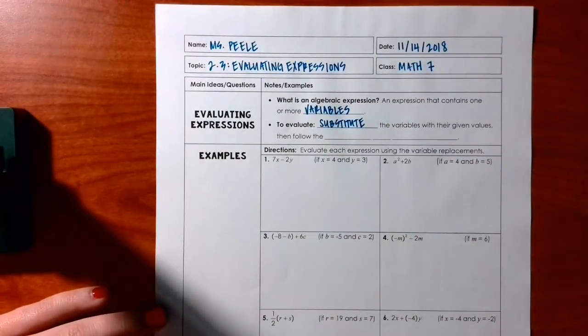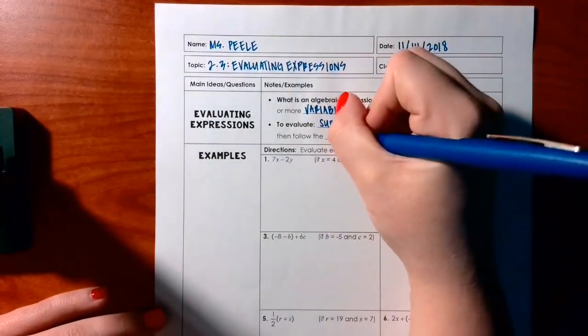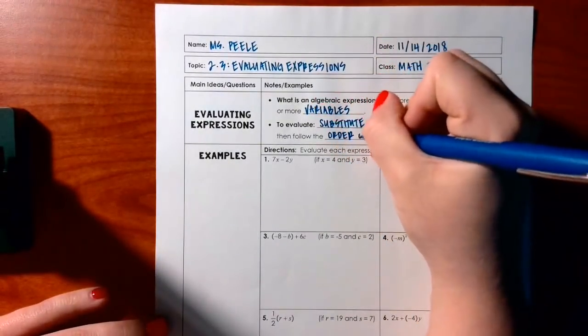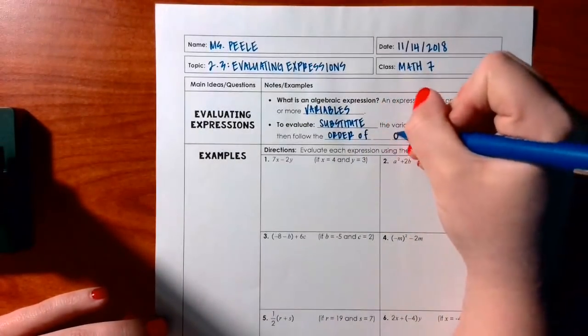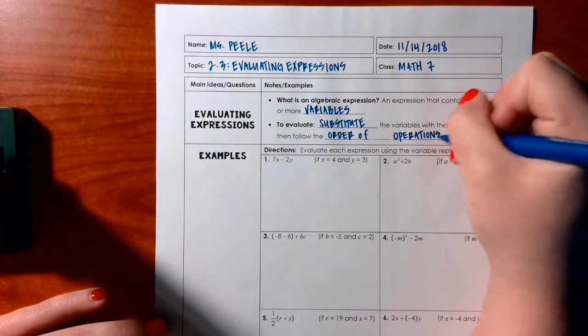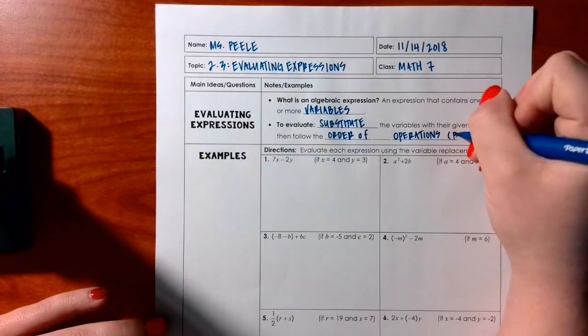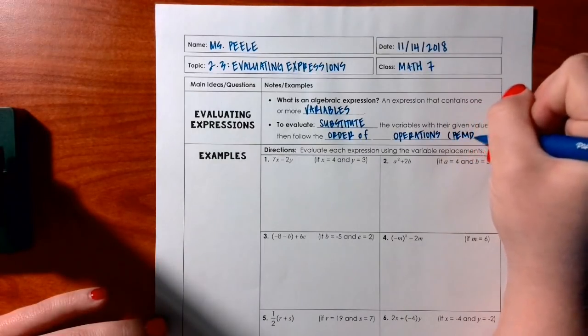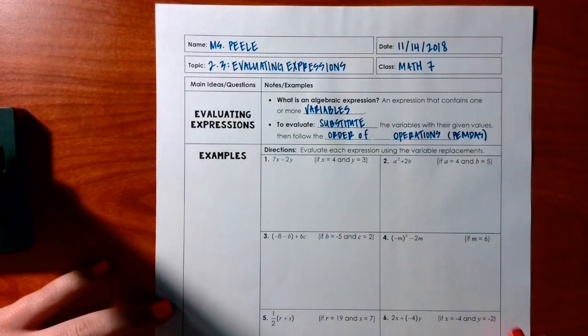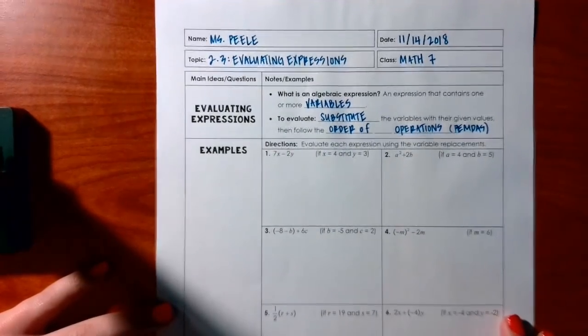the variables with their given values, then follow, and this is important, from lesson 1 of unit 2, order of operations. Or, as we've talked about before, PEMDAS. So that order of operations is really important. So let's talk about what evaluating expressions looks like.